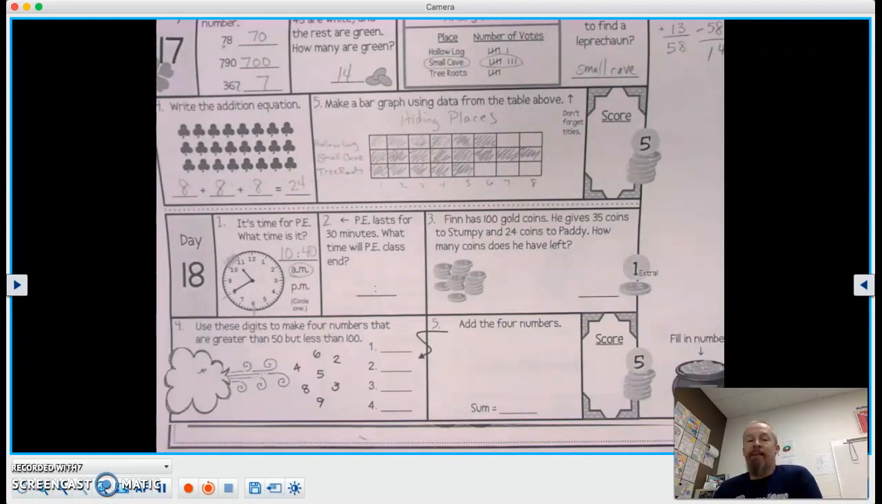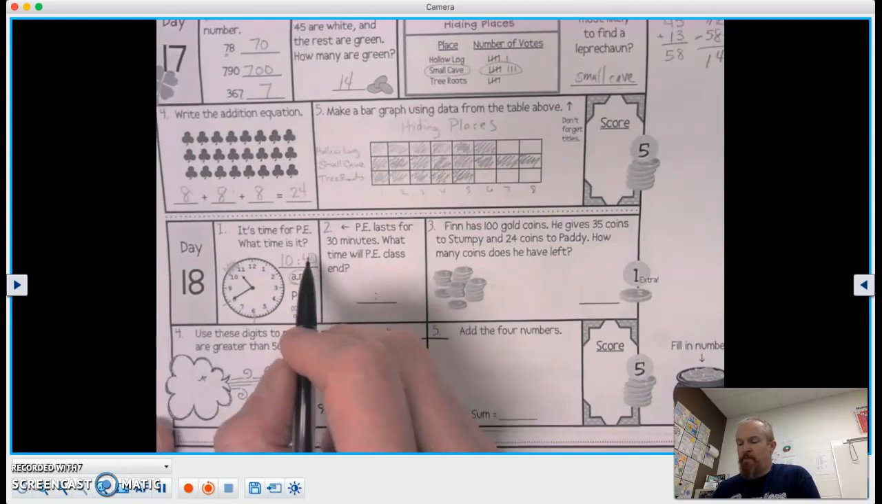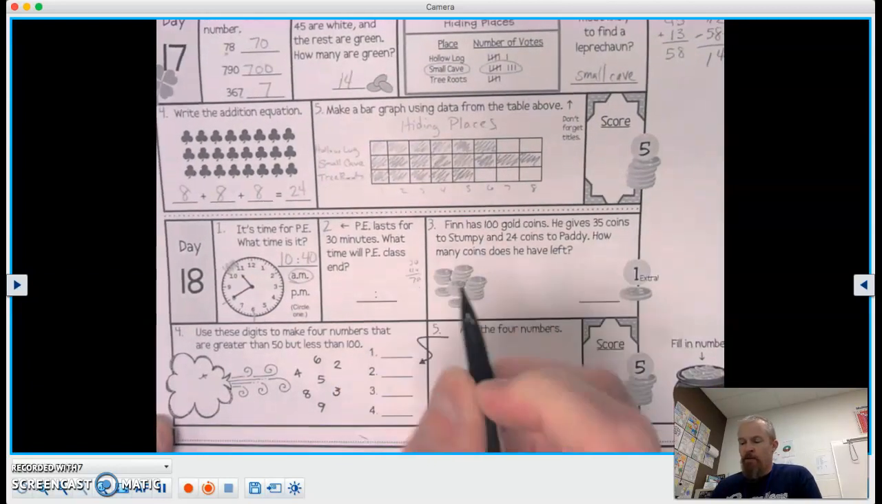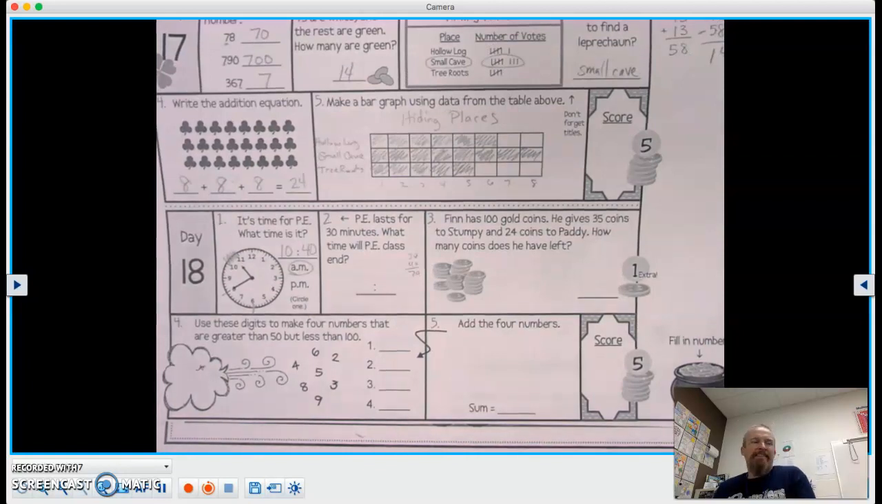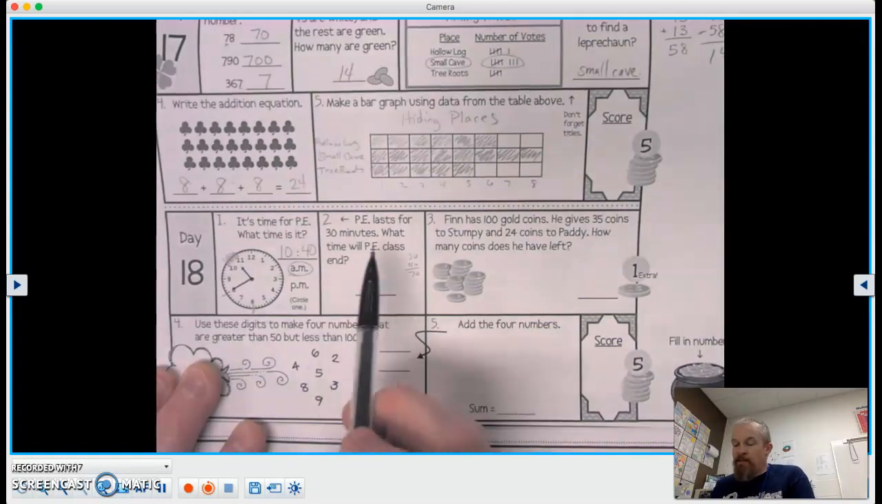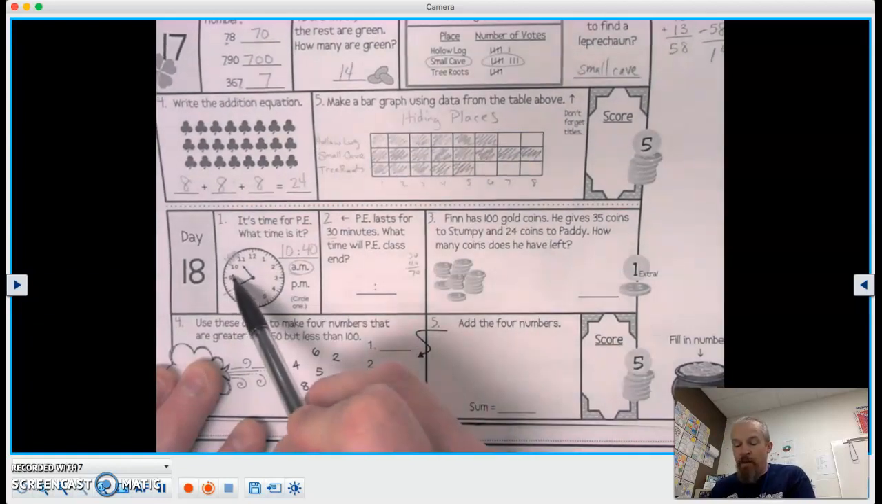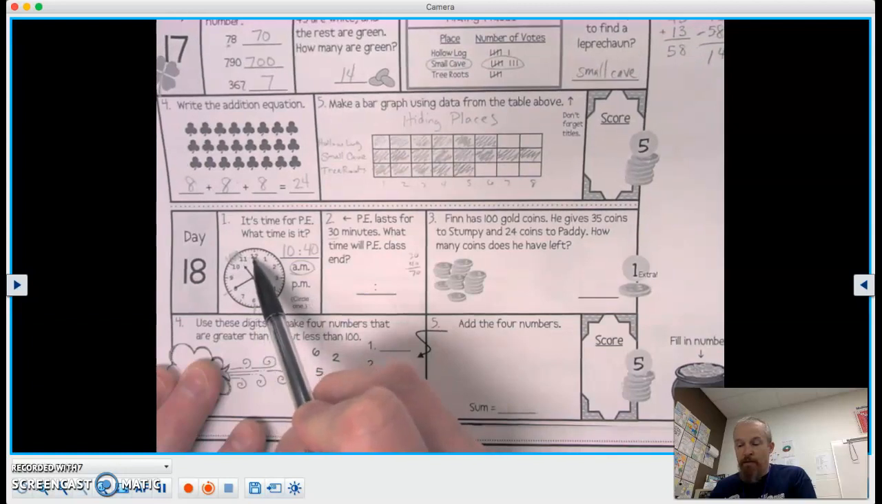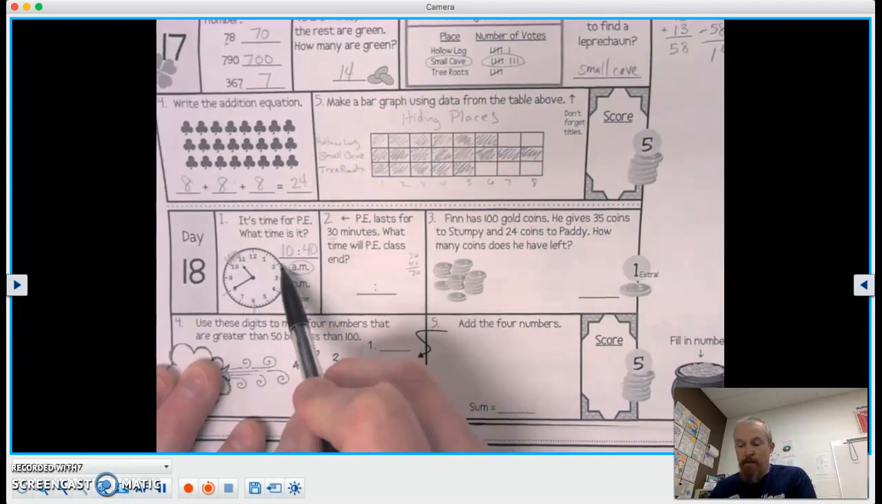What time will PE class end? Well, we can add 30 to 40, and we could say, well, 30 plus 40 is 70, right? So 10:70, but 10:70 doesn't make sense. Sometimes it's just easier counting to 30 by fives, right? So we're gonna start here, and let's just count 30 minutes. Ready? 5, 10, 15, 20, 25, 30.